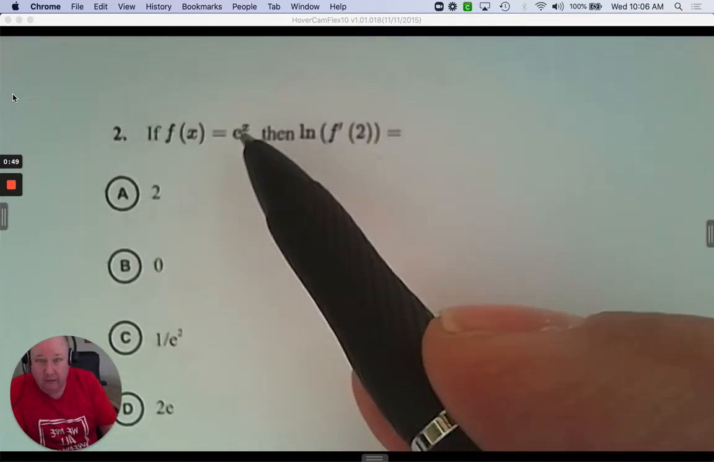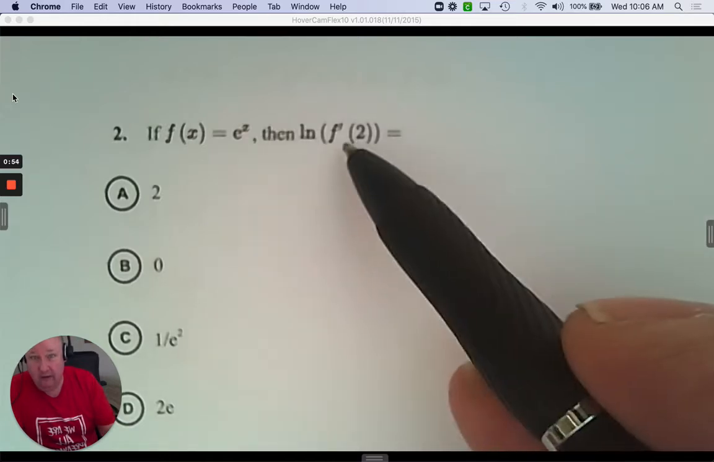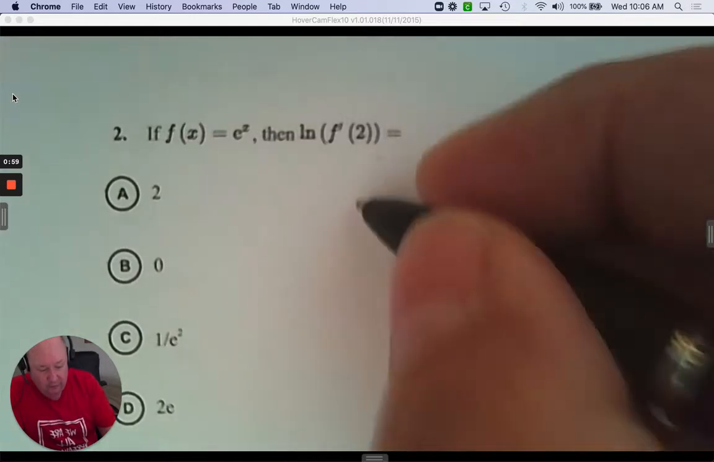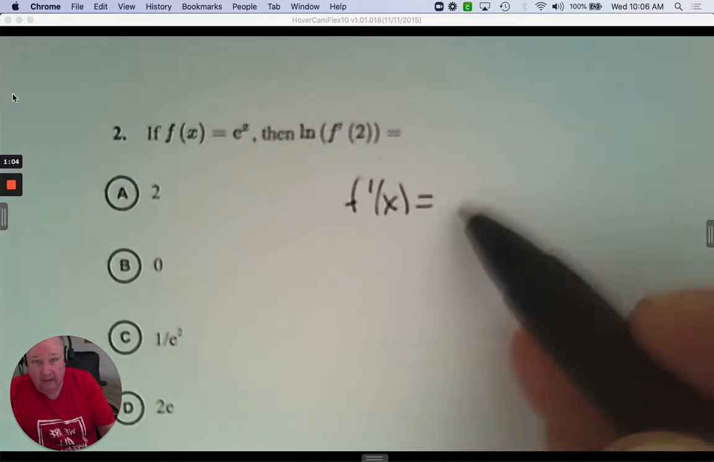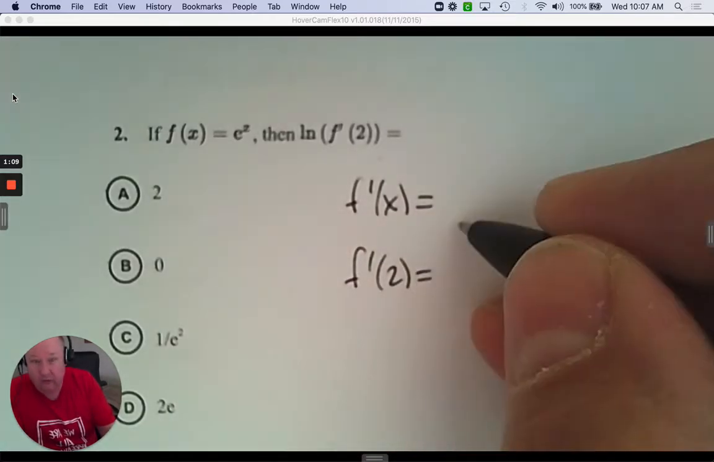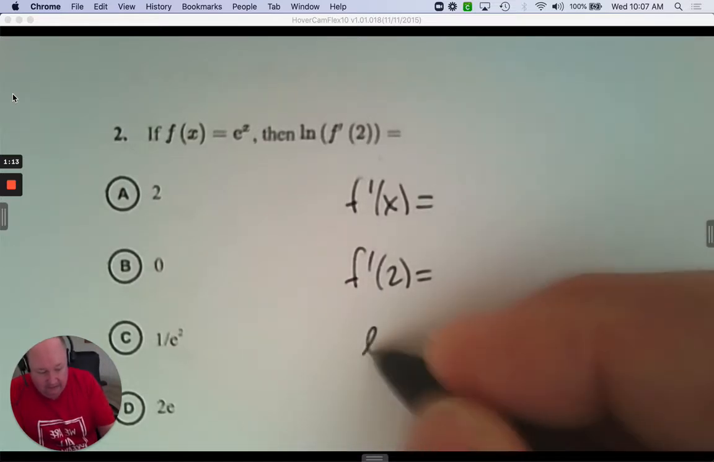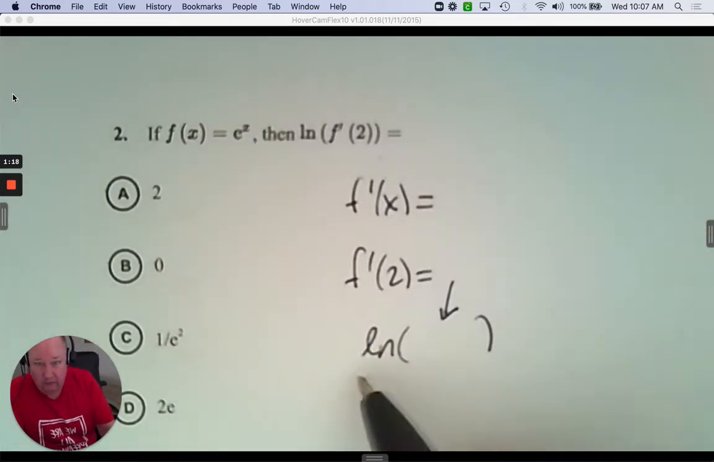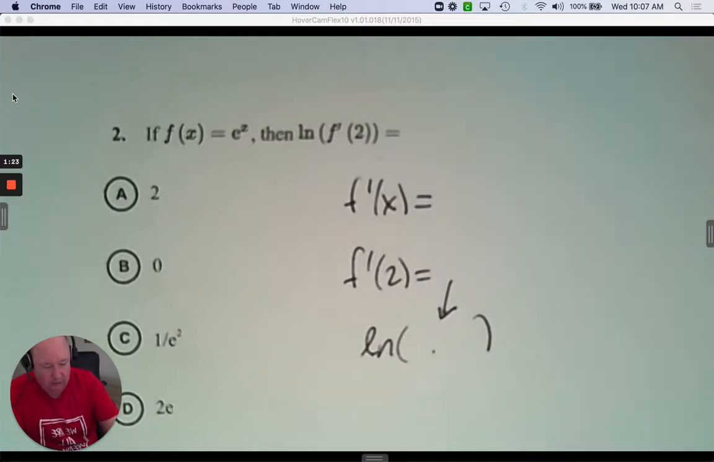Number 2. Here you're given a function, e to the x, and then it says ln of the derivative at 2, what would that equal? For this one, the first step is to take the derivative of e to the x. I think that's an easy rule. Then the next step is plug 2 into that derivative. So now you have an answer. And then the last step is to plug that answer into what's given, which is ln, and then simplify that and find the answer.